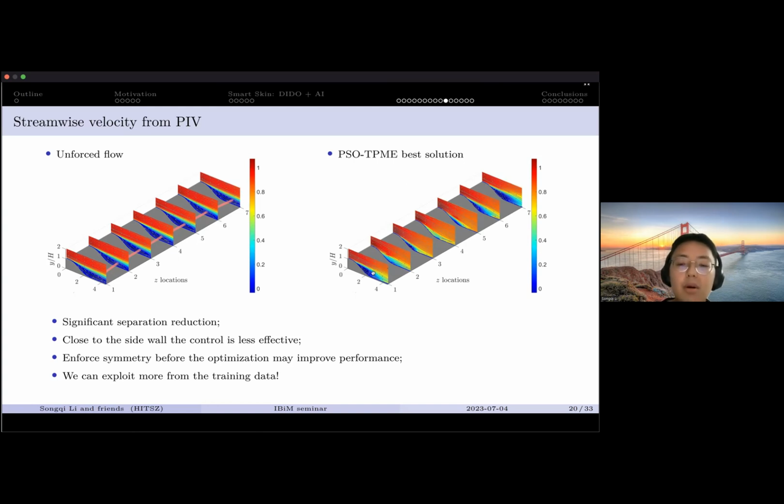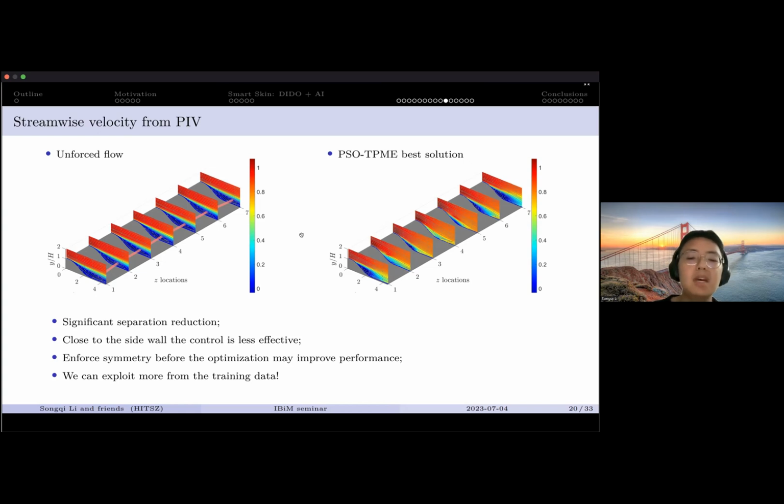I cannot get a very good flow control outcome on the sides, because on the sides, the plant only has one side actuation, and we also have a very strong wall effect on the two sides. But besides the two sides, the resulting flow control outcome is very impressive. And so this demonstrates the effectiveness of the parametric optimization based on PSO TPME.